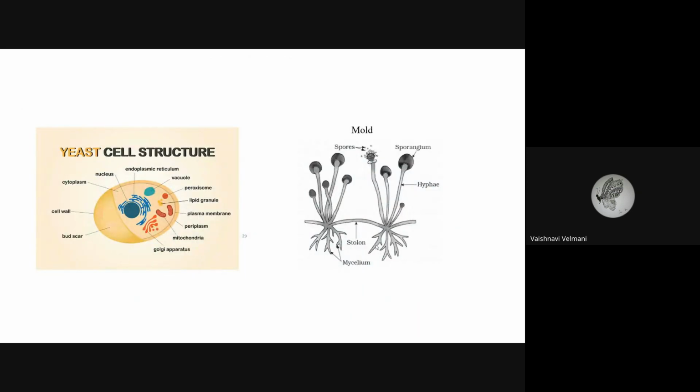Next. So this is the yeast and mold. Fungi can either be yeast or mold. Yeasts are the unicellular form of fungi, whereas molds are multicellular colonies of hyphae. These molds produce spores, which are the reproductive bodies of the molds. Yeast cells are either spherical or ellipsoidal and reproduce by budding. Fungi reproduce either sexually or asexually.